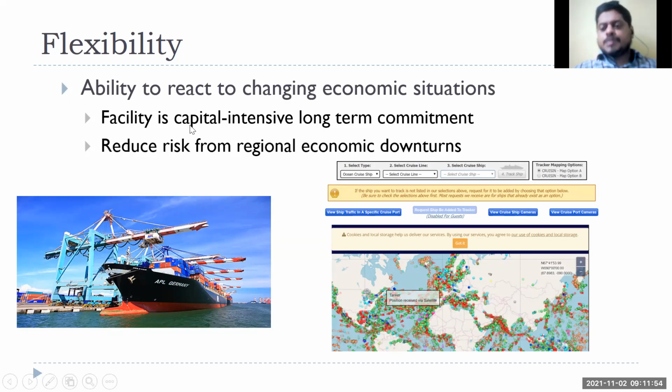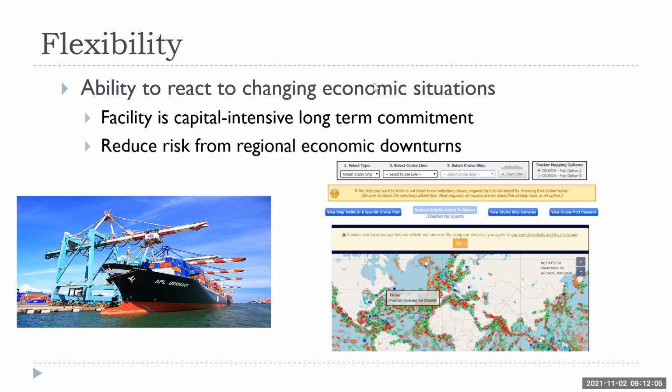Your service location should be such that it is not affected by regional economic downturns. Obviously, COVID is one such scenario, right? Nothing can be done. So if you look at the right side of the image, I think I took this snapshot last year, not a recent one. There is a site called cruise ship tracker.